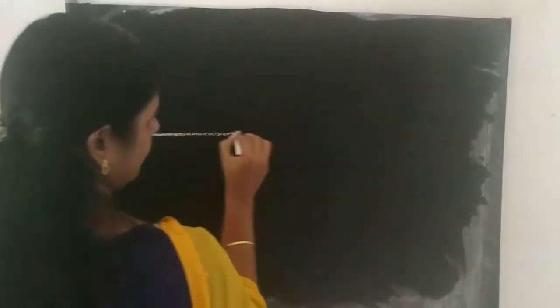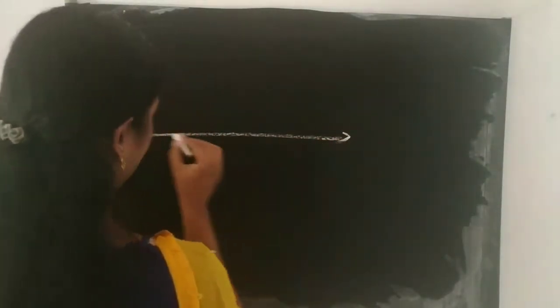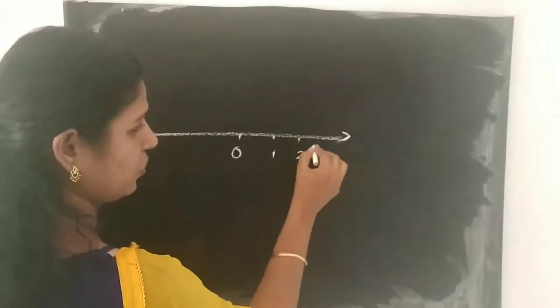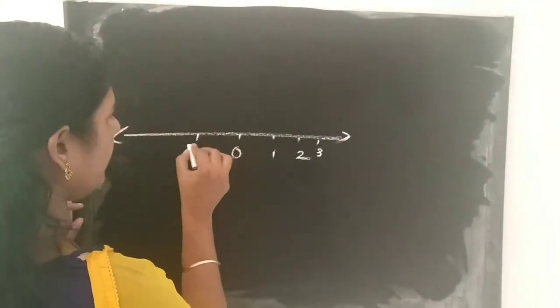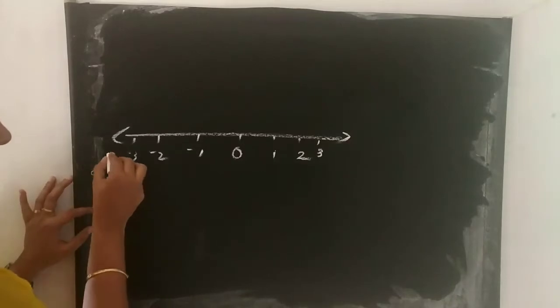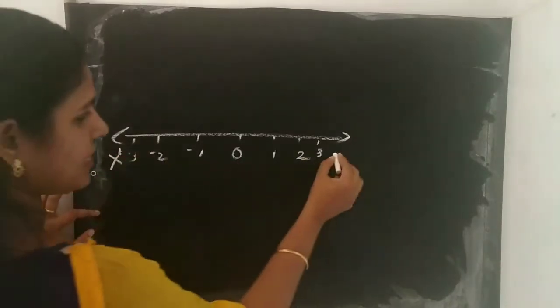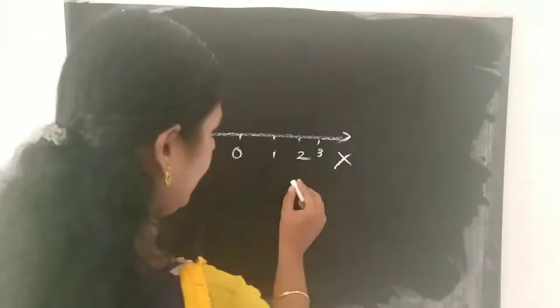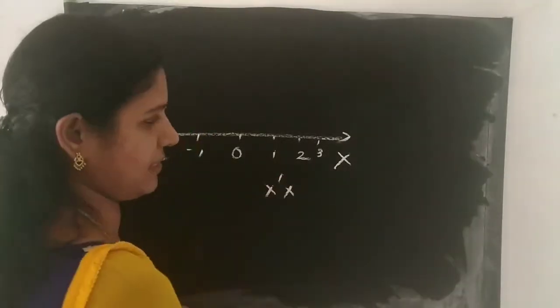In the first chapter we studied number lines. Here I draw a number line. Here 0, 1, 2, 3 and so on. Here -1, -2, -3 and so on. The name of this number line is X'X.